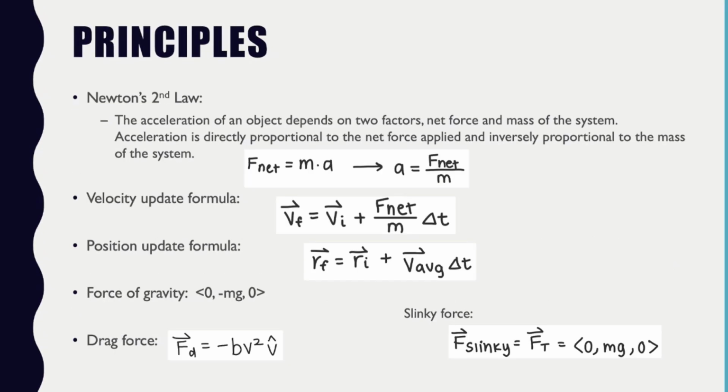The core principle is Newton's second law. F net equals m times a. From this we get the velocity and position update formulas used in our model. 3 forces are involved: gravity acting downward as negative mg, the slinky tension force acting upward as positive mg, and the drag force equal to negative bv squared times v hat, which always opposes motion.